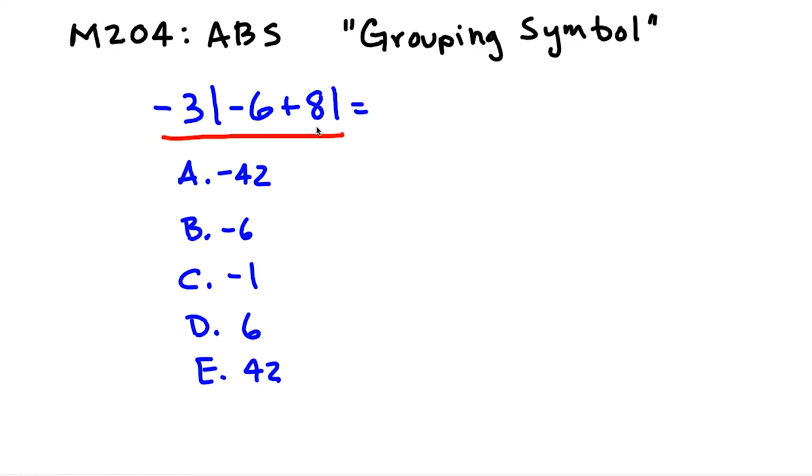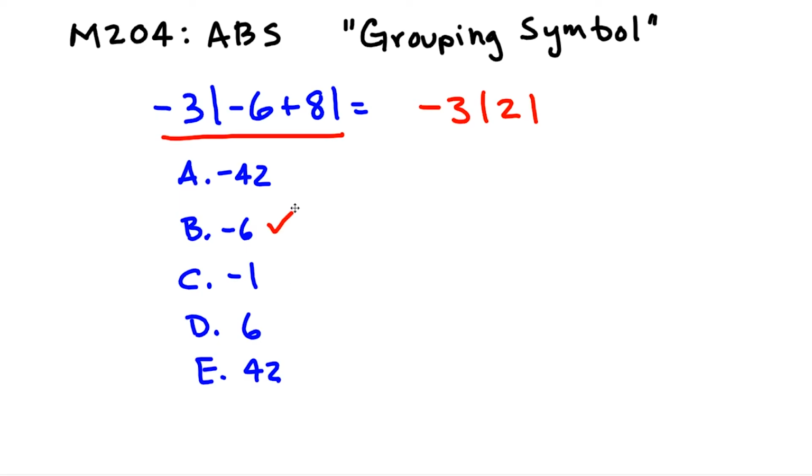Let's look at this problem. Negative 6 plus 8 is positive 2. So this is equal to negative 3 times the absolute value of 2. The absolute value of 2 is 2, times negative 3 is negative 6. The answer is B. But what's the trap?